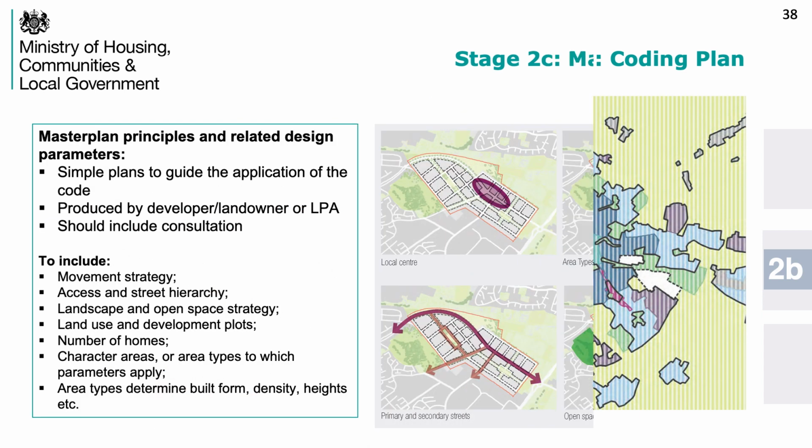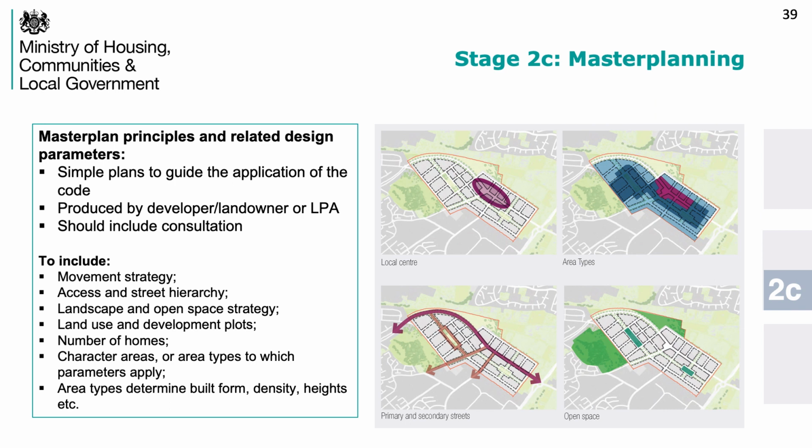Now, of course, it may well be the case that the developer or the landowner for the site already has a well-developed master plan, and if the local authority is happy with that plan, then that plan can be incorporated directly into the code. If no plan exists, or if the authority wishes to coordinate between different owners, for example, then a new master plan or a developed master plan would be generated, and that could be done either by the local authority or in conjunction with the owner or developer.